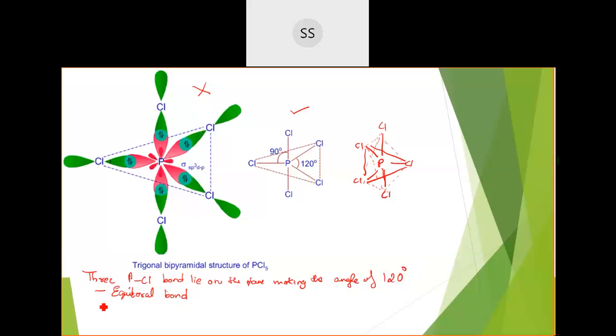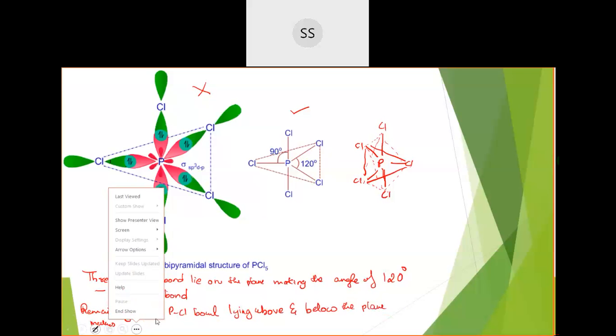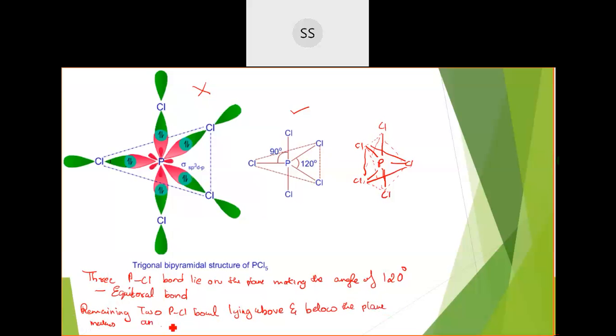Then remaining we have 2. The remaining 2 PCl bonds lie above and below the plane, and make an angle of 90 degrees. Okay, and those are called axial bonds.